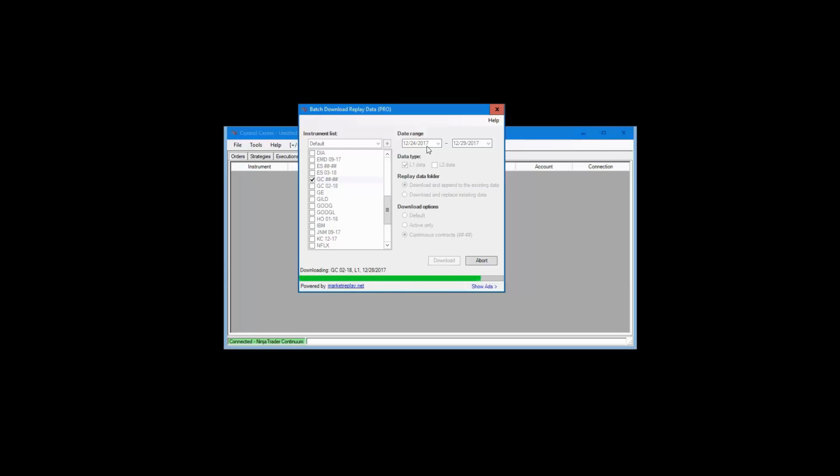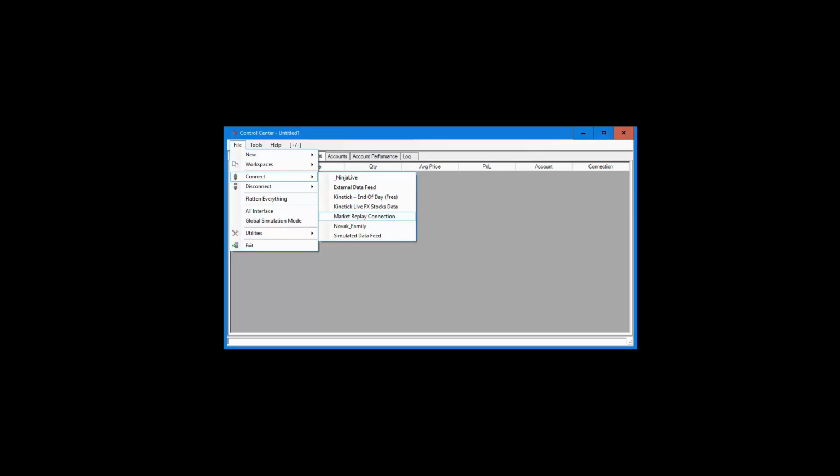So once you actually are connected to your live data and you download your historical data, to actually do market replay, you're going to go in, disconnect from your live account, and you're going to go in and connect to the market replay connection. And essentially, it's going to bring up this little controller, and it's going to tell you that you've got these days worth.